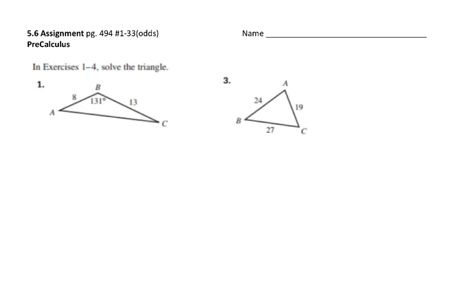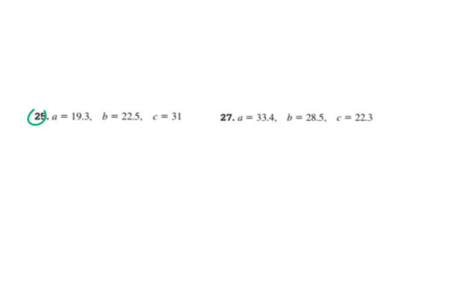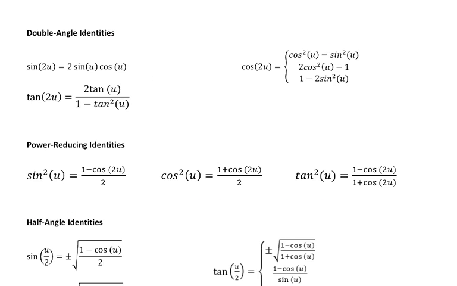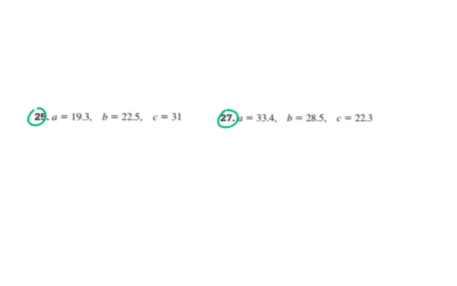Alright, so here we are with 5-6 assignment, and we are doing part 2 here, where we start with problem number 25. So in the previous video, we already decided that this triangle will exist, and so will this. So now we just need to use Heron's formula to solve and get the area. So taking a look at our formulas, we are going to be using this one here, where we need the semi-perimeter length, and then we can end up finding the area.